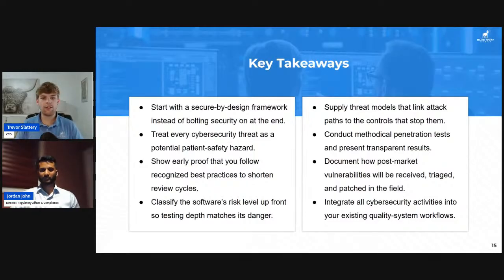Now, we want to see all of this integrated into existing quality system workflows. It should be a start to finish security process, and we want to see how we're addressing security throughout that entire total product lifecycle.